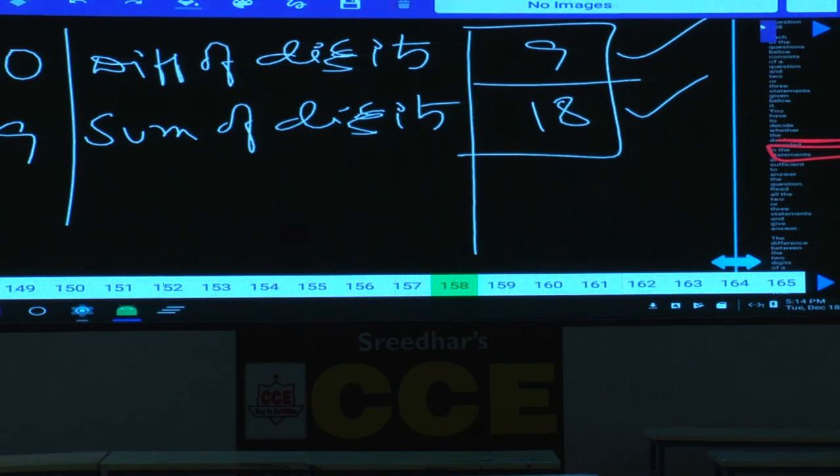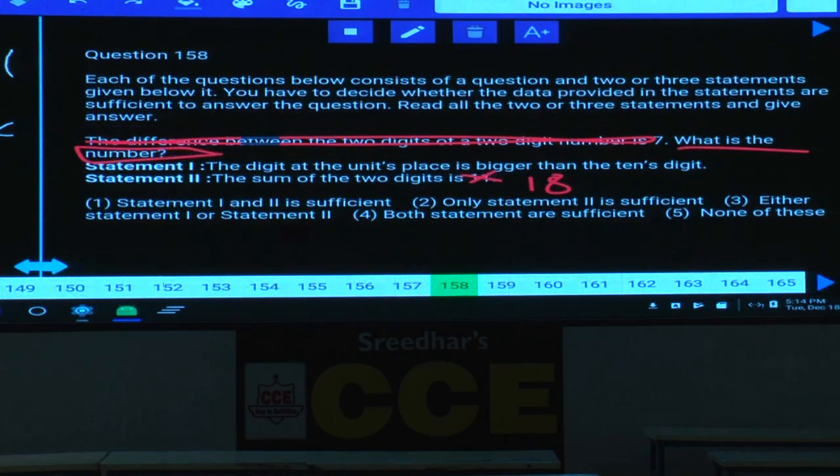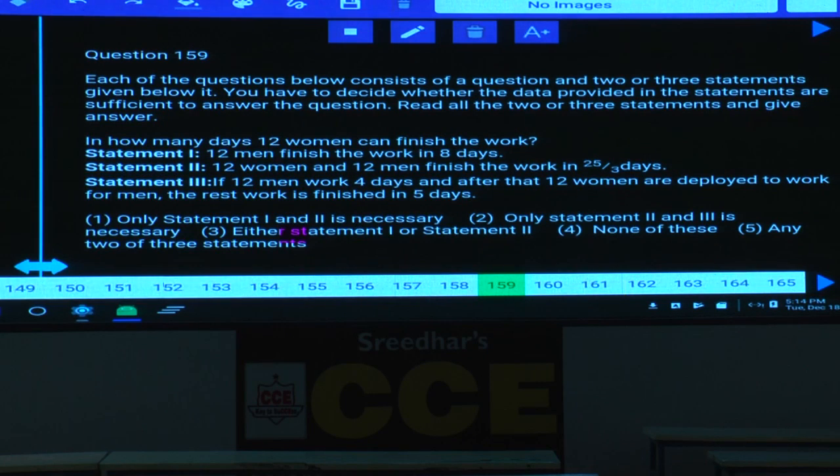Sometimes both are also not possible. I'll explain it later. Even if you know the sum of digits and the difference of digits, you cannot calculate the two-digit number every time. Not possible. I'll tell you the conditions later.